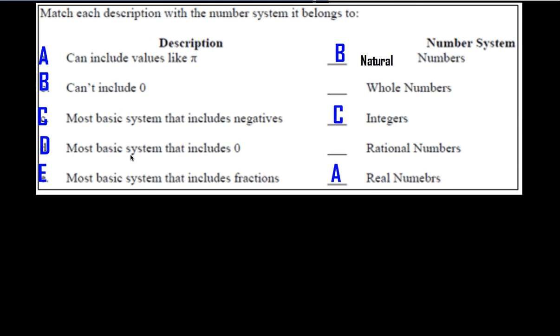And so now I can say for letter D, it says most basic system that includes 0. We know it as the whole numbers includes 0. And last but not least, we can read through it. Even though it's a process of elimination, we want to make sure it's right. Most basic subsystem that includes fractions. Again, we're talking about those ratios or rational numbers.